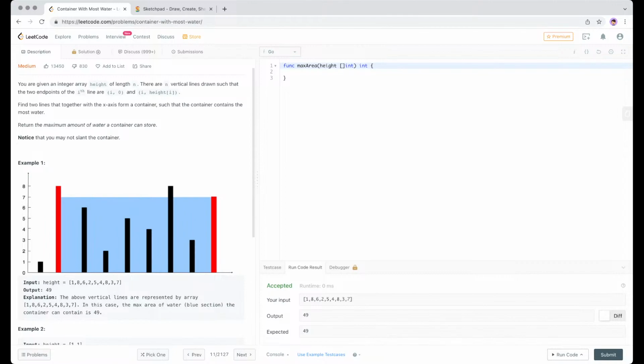Okay, so basically you have lines here. This is an array representing lines, right? And you have to find the area like this to find the most, like a square where you can put the water in. So in this case you have 8 and this is of the width of 7. So 7 times 7 is 49. So you return 49 here.